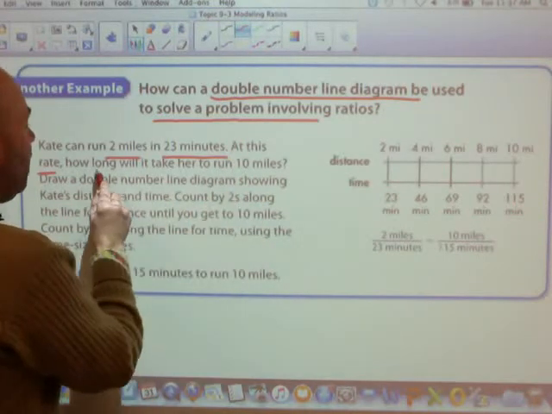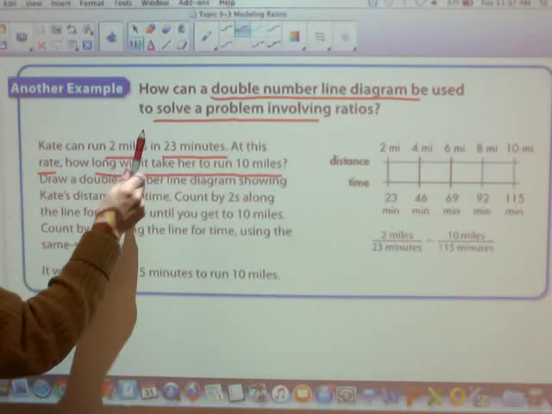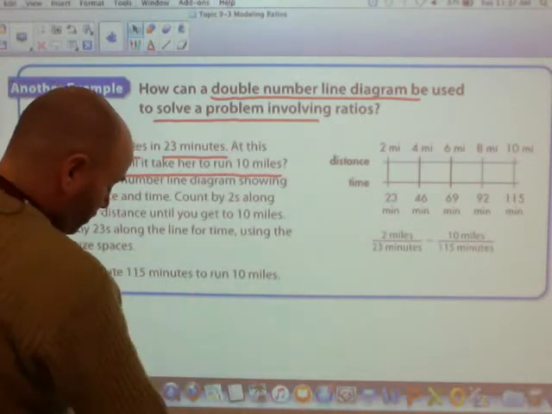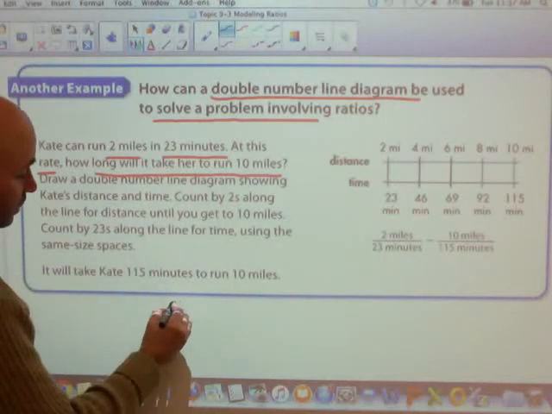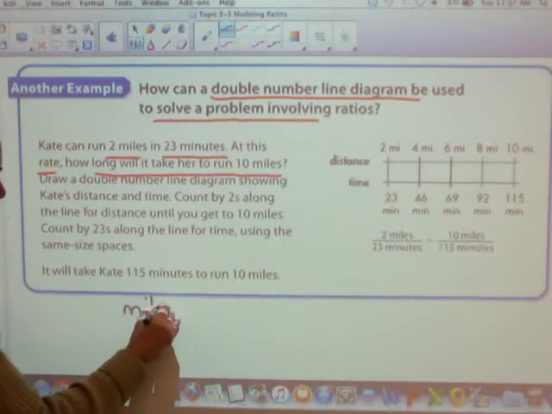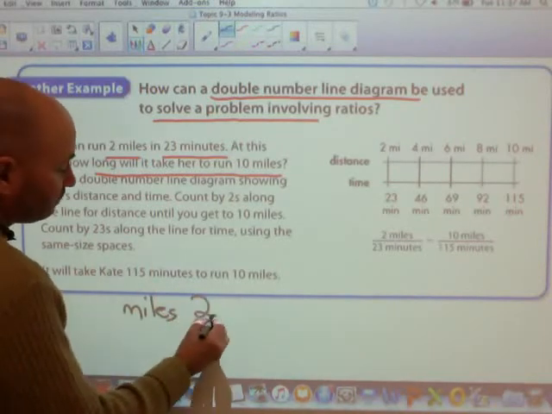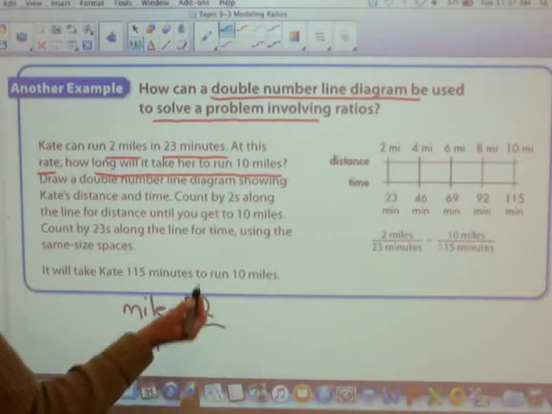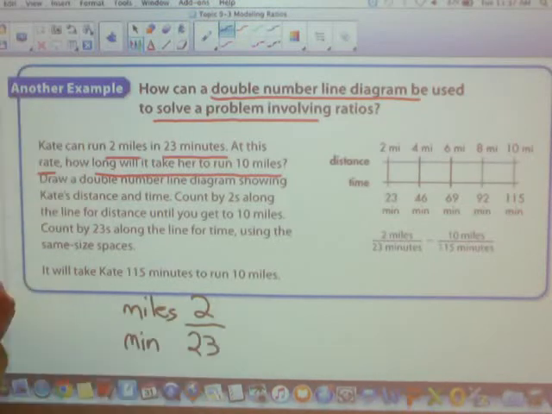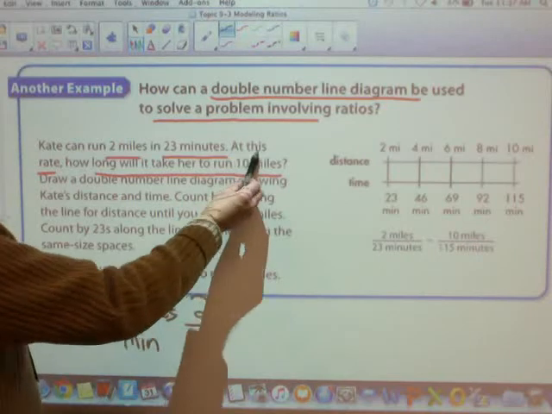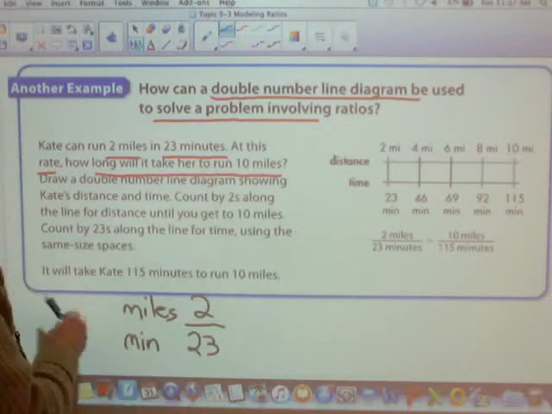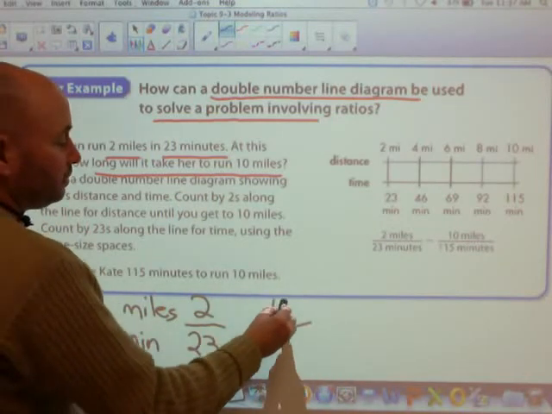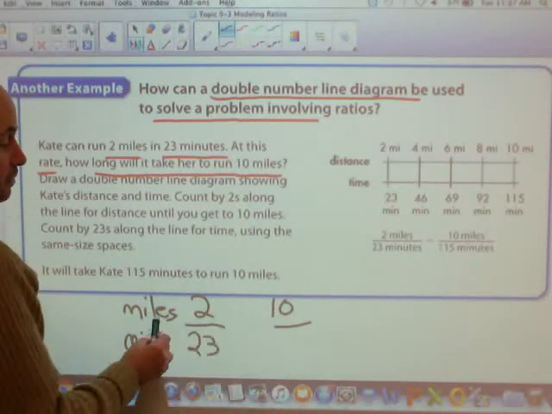So our question is, how long will it take her to run 10 miles if she can run 2 miles in 23 minutes? Well, our initial ratio in this case is going to be a 2 to 23 ratio. So I have my miles, and I like to write my miles down and then say that I have 2 miles. Then I have 23 minutes, so I'm going to label that minutes, and I have 23. Okay? So this is my initial ratio. At this rate, how long will it take her to run 10 miles? Well, now I can just compare. I'm going to create a proportion, and I know that I have 10 miles, so it's miles to miles.